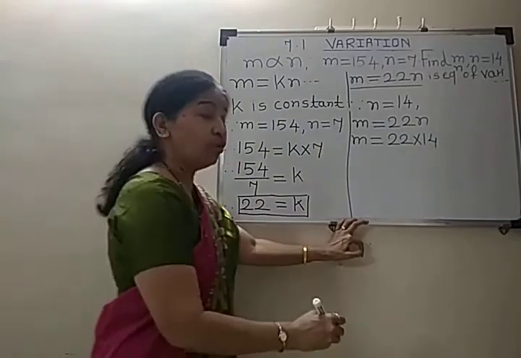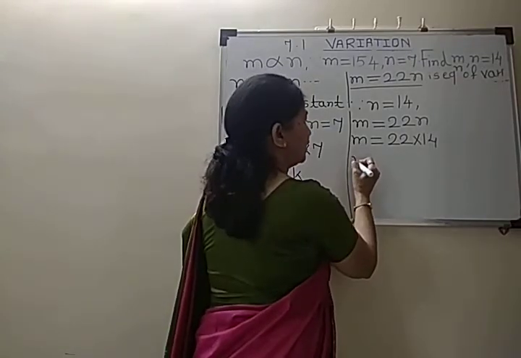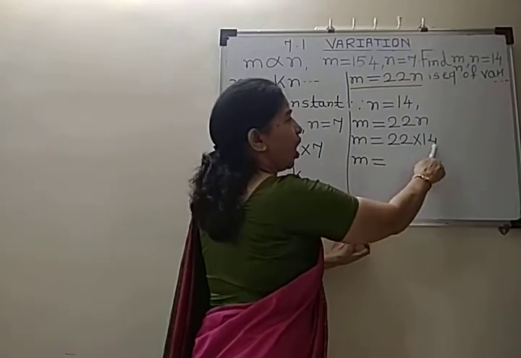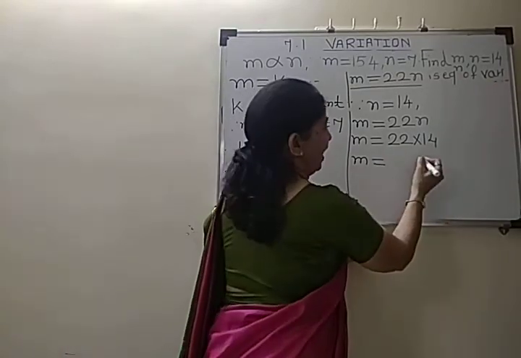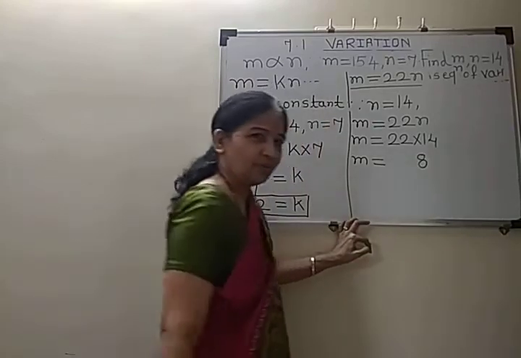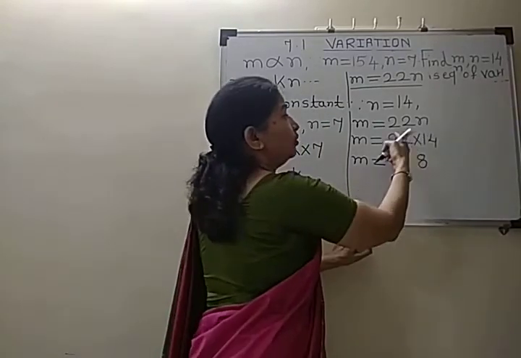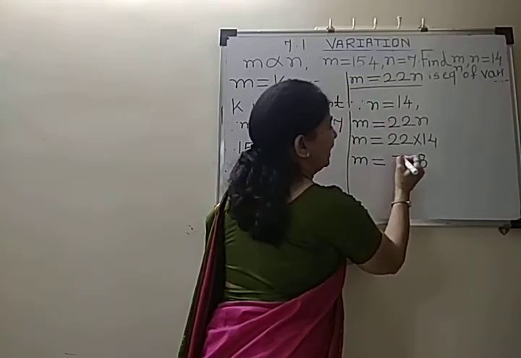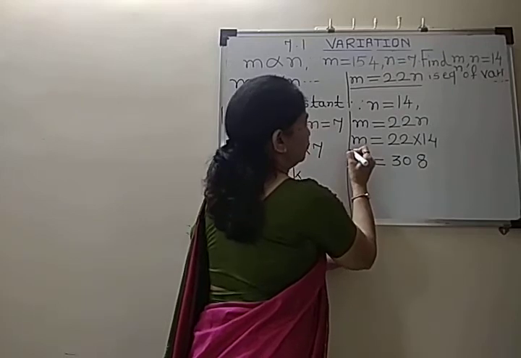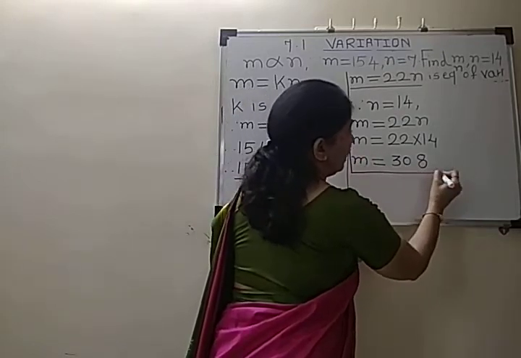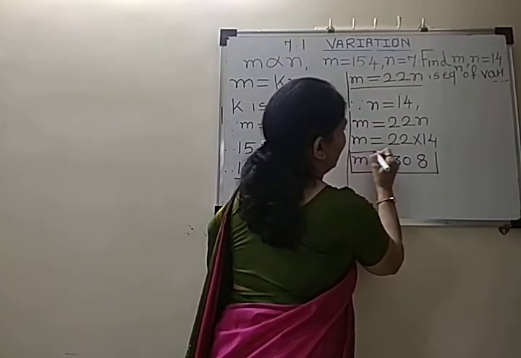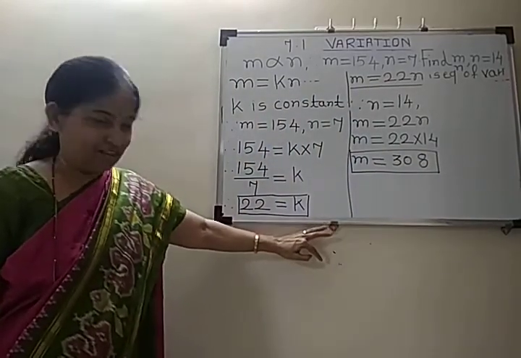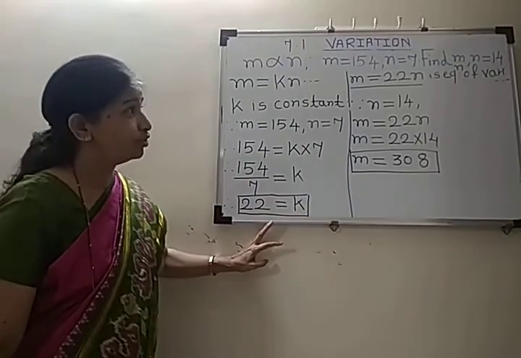So do the multiplication. We can do the multiplication here. M is equal to 14 times 8 is 28, plus that 2. So 308. So we got the value of M as 308.